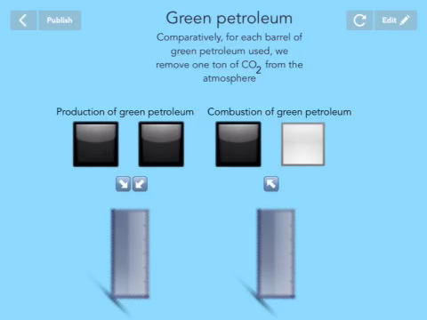This is a program that shows the effect of using green petroleum on the atmosphere. Comparatively, for each barrel of green petroleum used, we remove 1 ton of carbon dioxide from the atmosphere. So we can see that for each barrel produced of green petroleum, we use 2 tons of carbon dioxide. And during the combustion, 1 ton of carbon dioxide is released into the atmosphere.